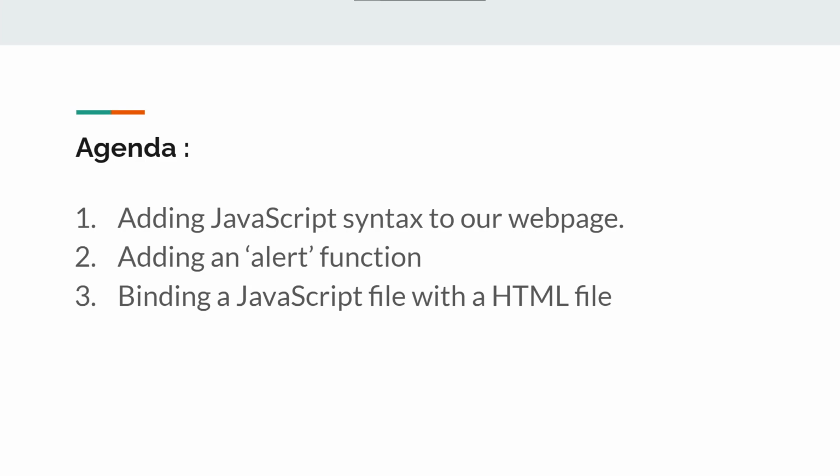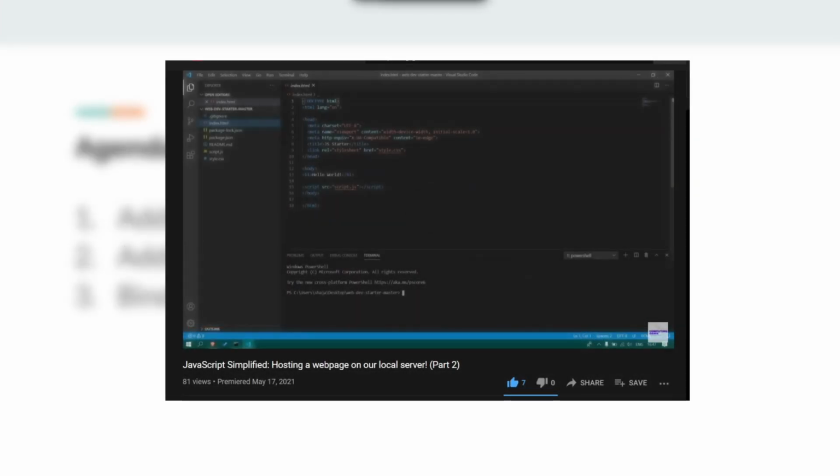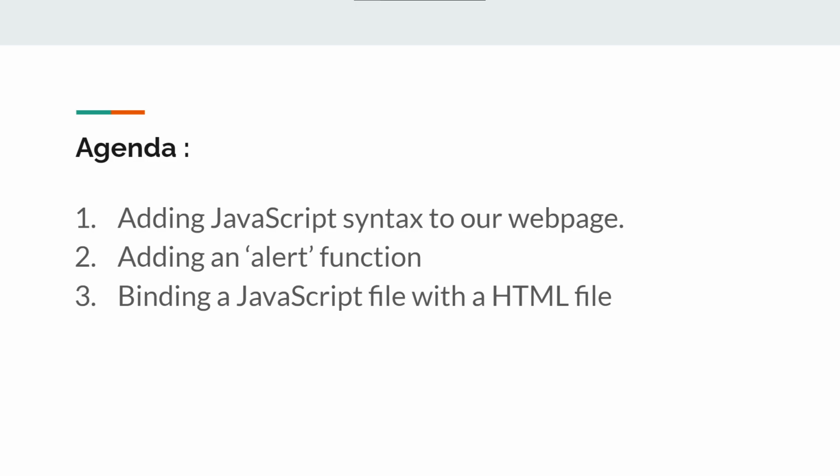In this video, we'll be adding JavaScript code to our existing web page that we created in the last video. If you haven't watched that yet, I'd suggest you go back and have a look at it and come back to this video. Now, assuming you have a running web page with HTML code in it, we'll be adding some JavaScript syntax and functions to our lines of code.